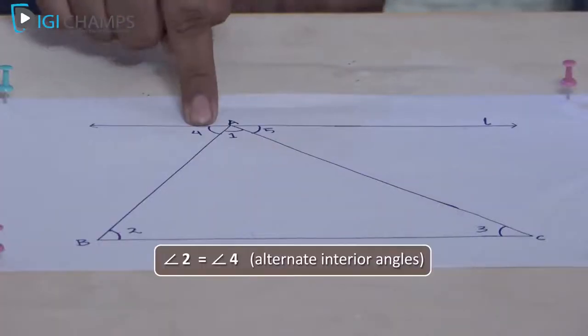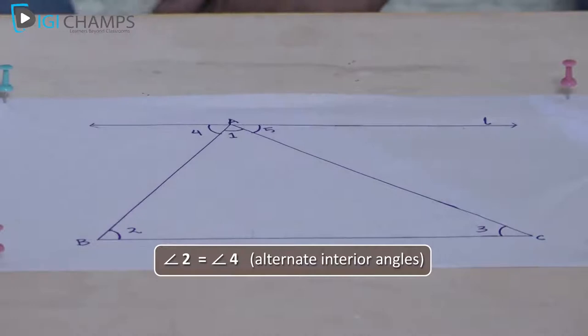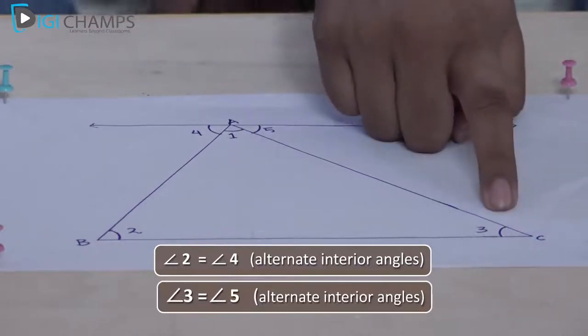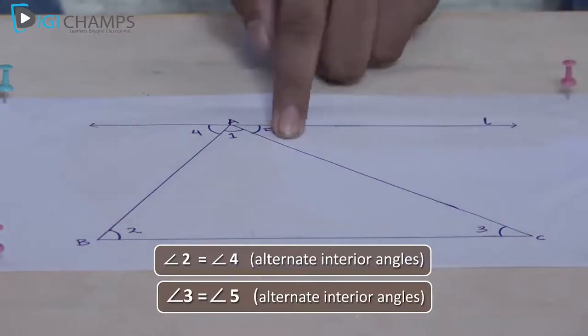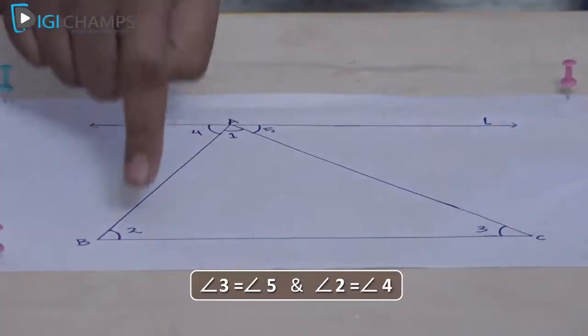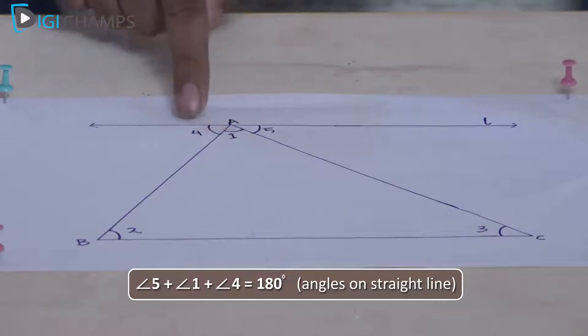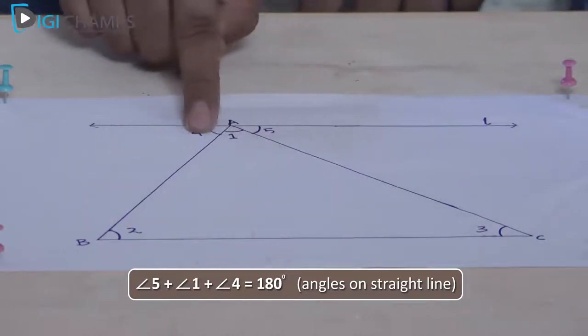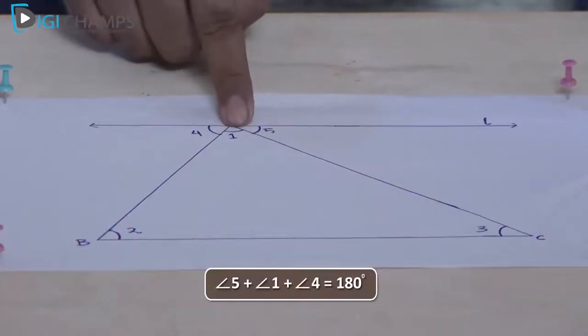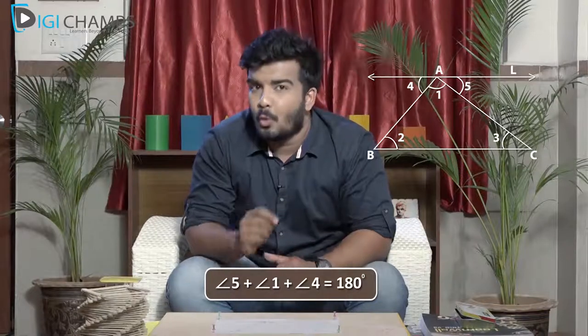So angle 4 is equal to angle 2. Similarly, angle 5 is equal to angle 3 by the same property, parallel lines and transversal, so alternate interior angles. So now we have 5 equal to 3 and 4 equal to 2. And we clearly know angle 5 plus angle 1 plus angle 4 is equal to 180 degrees because it's a straight line. These three angles comprise it.